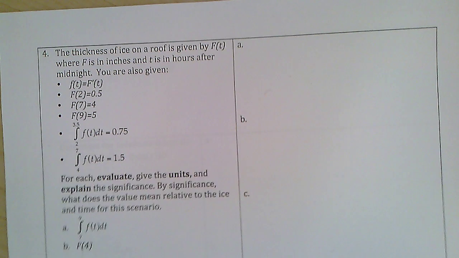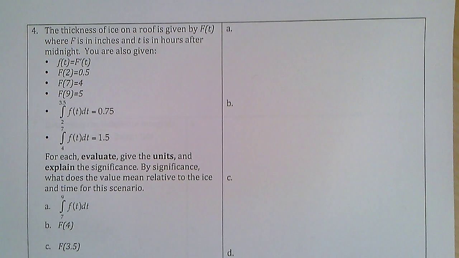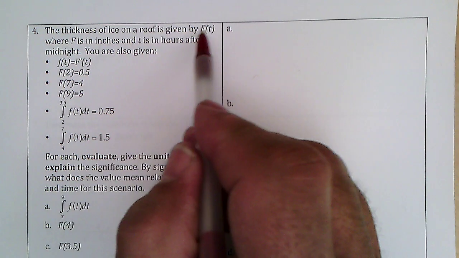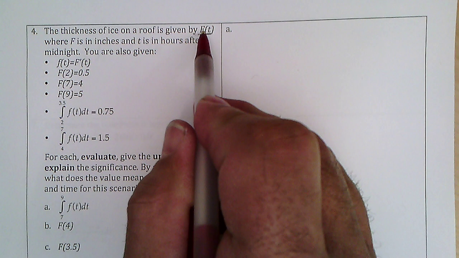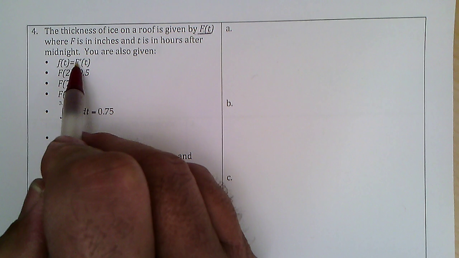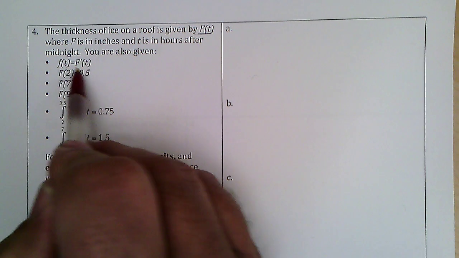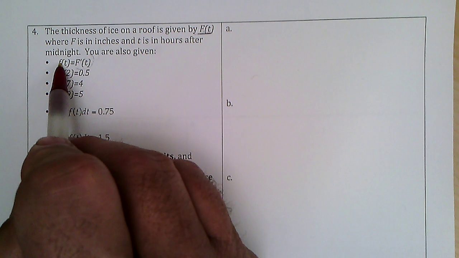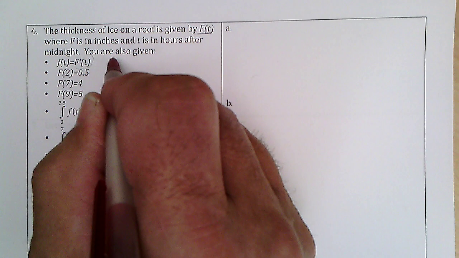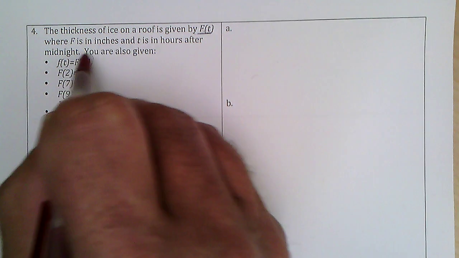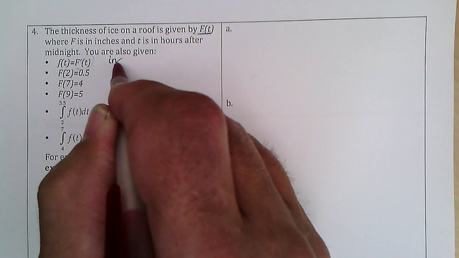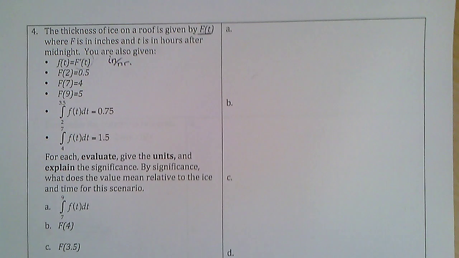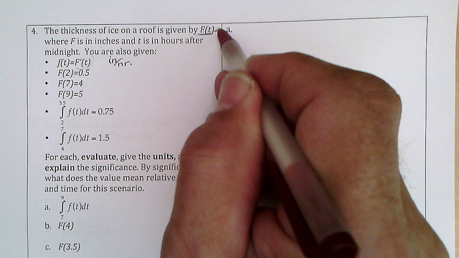Number 4. The thickness of ice on a roof on a given day is given by this function. So the thickness is what capital F gives us. So little f is the change in it. It's the derivative of capital F. So it's the change in the thickness. So little f's units is going to be inches per hour. And capital F will be just the inches.